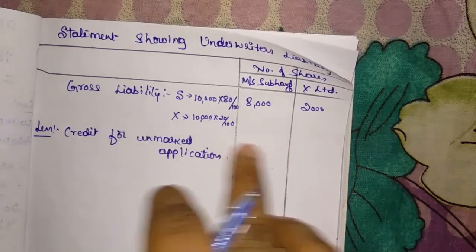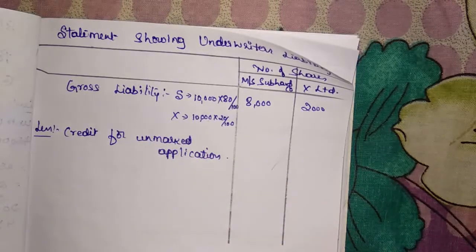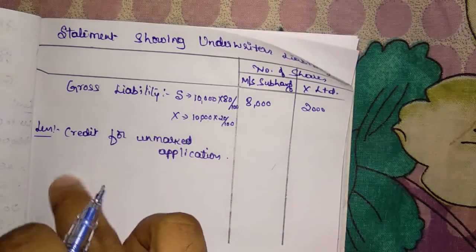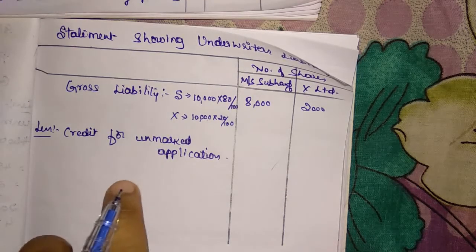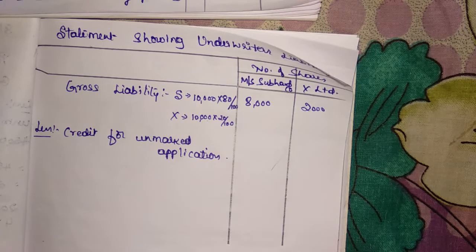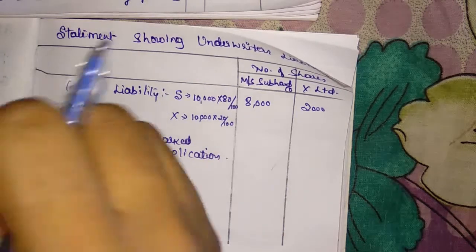So usually how are you going to calculate unmarked applications? That is total public subscription minus marked applications. By that way you are going to calculate unmarked applications. But in this problem there is no marked application information given, but there are marked applications.